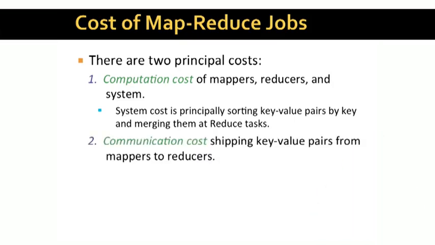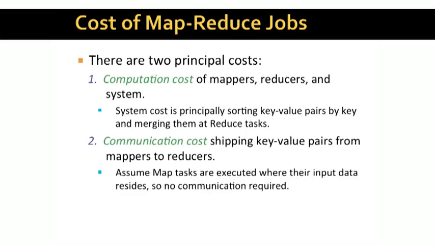And then there is the communication cost. This is really the cost of moving key-value pairs from where they are generated to where they are used by the reducers. In general, no communication is needed to move data from the input to the mappers. Generally, it is preferable to move the code to the data rather than vice versa. So we assume the map tasks run at the same compute node where their input chunk is located.